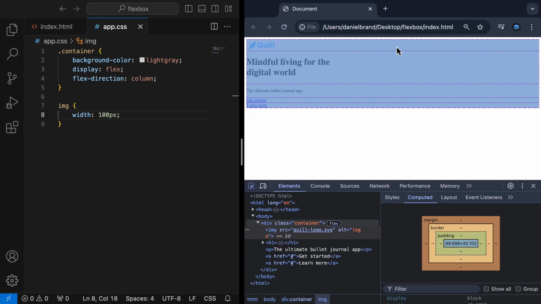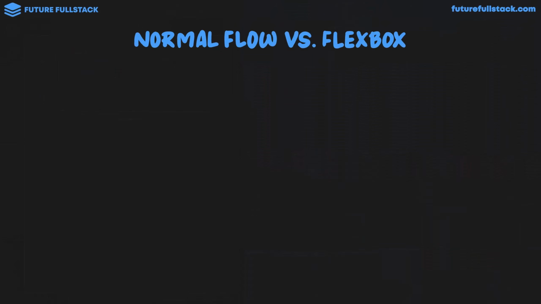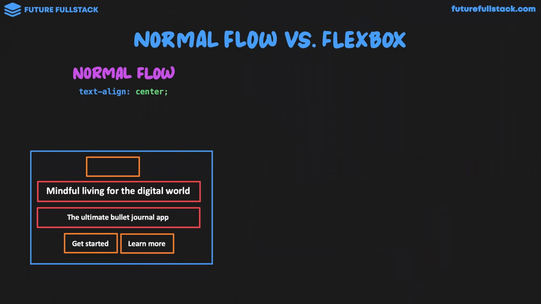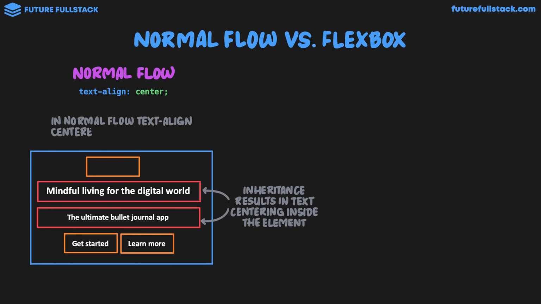Now, the final thing I want to discuss is comparing alignment in normal flow and Flexbox. In normal flow, we have a setup like this, where applying text align to the parent container centers everything. We discussed earlier, for the block elements, the heading and the paragraph, inheritance results in text centering inside the element. And for the inline elements, in normal flow, text align centered the image and links, as they're just children of the parent container with space to move.